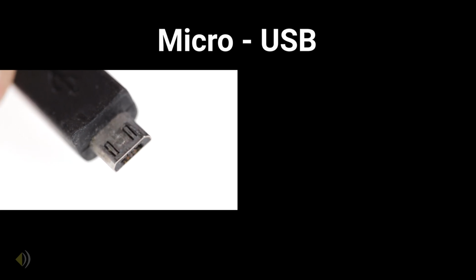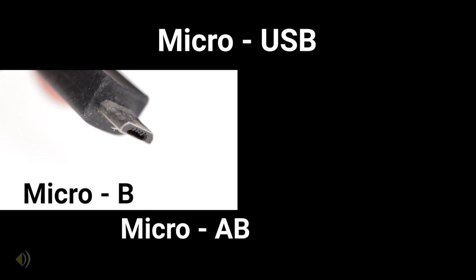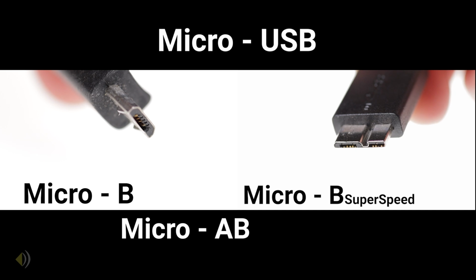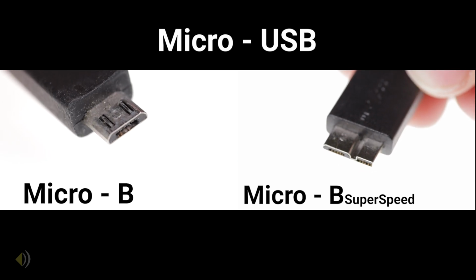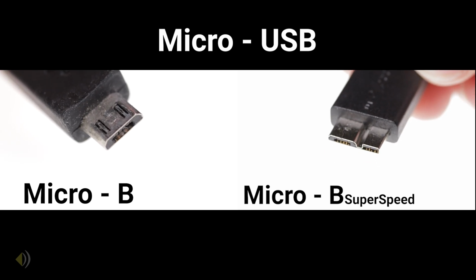Micro-USB also exists in three variants, micro-B, micro-AB, and micro-B SuperSpeed. They were created with a smaller form factor to allow integration into smaller devices. Micro-B only supports the USB 2 revised standard. Micro-B SuperSpeed supports the USB 3.1 standard and can be found on some portable hard drives.